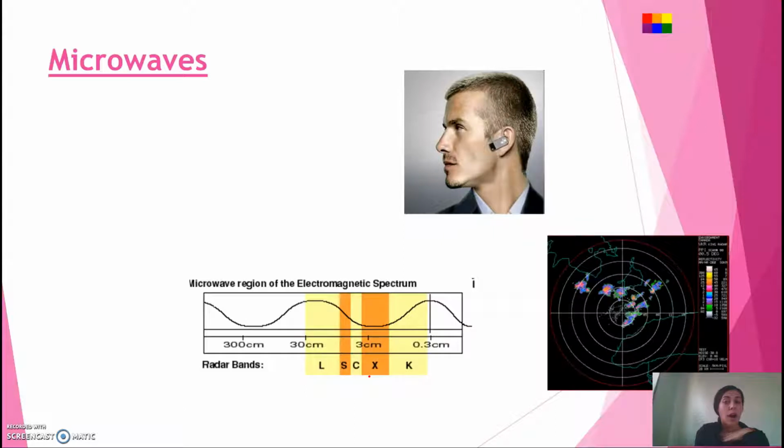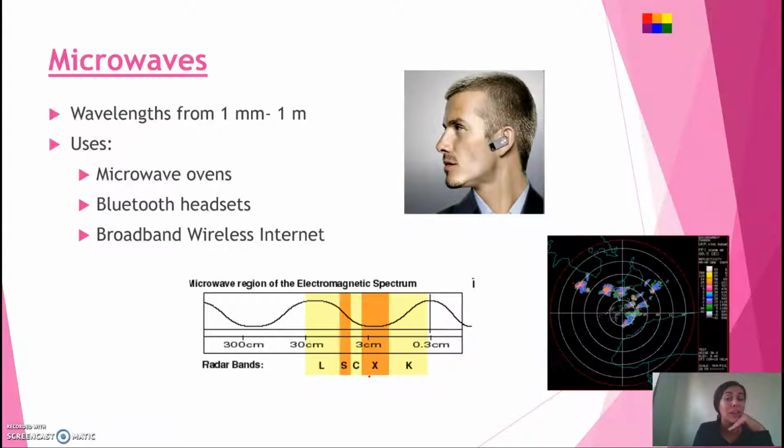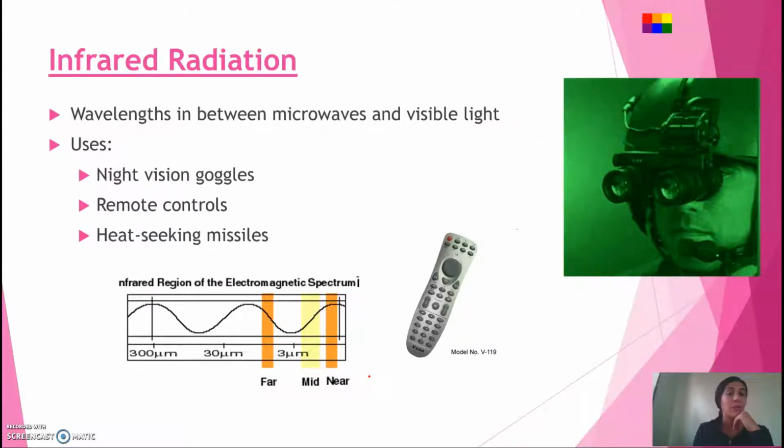Microwaves are the wavelengths from 1 millimeter to 1 meter in length, and they're used in microwave ovens, Bluetooth headsets, broadband wireless internet or Wi-Fi, radar, and GPS systems. And then we get to the next wavelength, which is between the microwave and the visible light spectrum. This is called infrared radiation. We use infrared radiation in night vision goggles, remote controls, and heat-seeking missiles. Those are just a few applications.